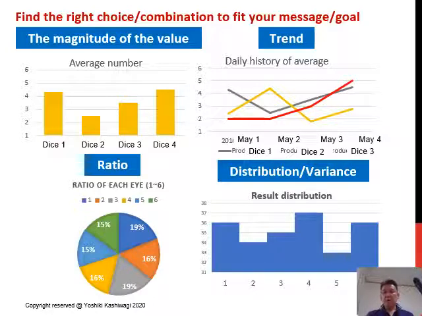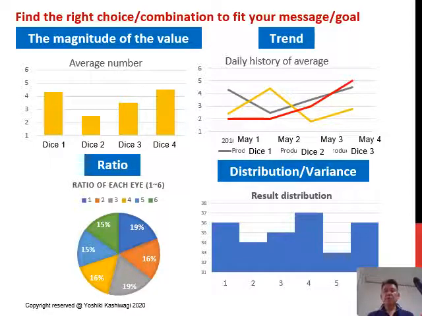This chart is called a histogram, and it shows which eye shows how many times. I give you one example. If you look at the 1, I've got 36 times the eye 1. And I've got 34 times for eye 2.